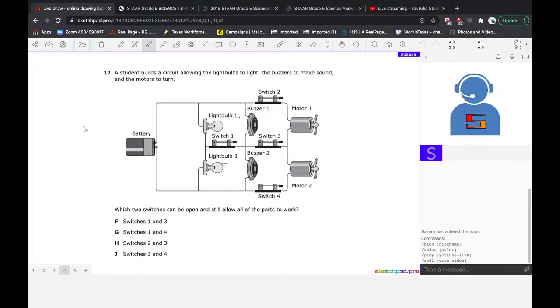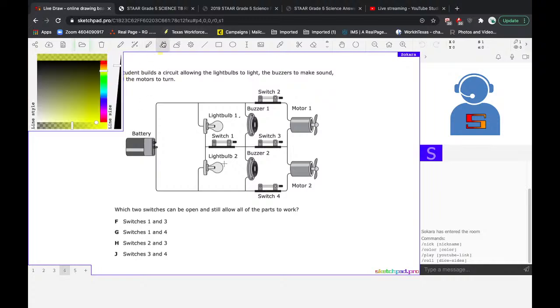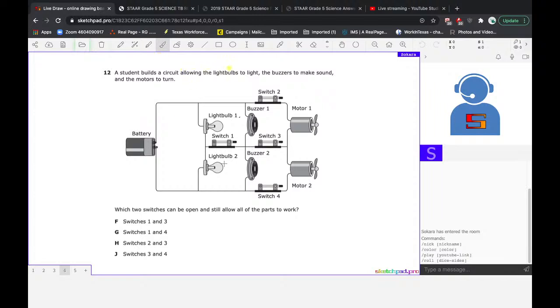Let's move on to the next question. A student builds a circuit allowing the light bulbs to light, the buzzers to make a sound, and the motors to run. So they built a circuit here. Which two switches can be open and still allow all of the parts to work?